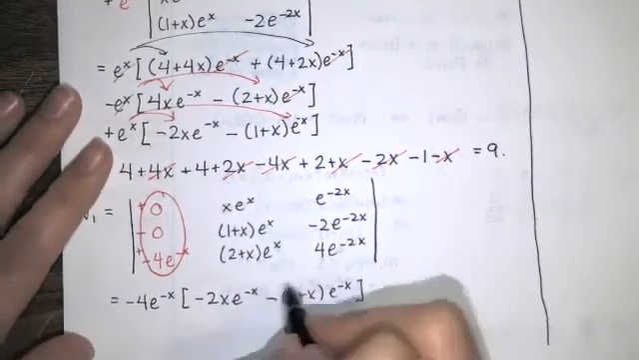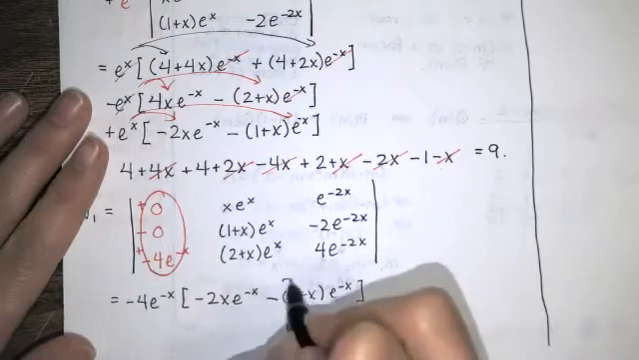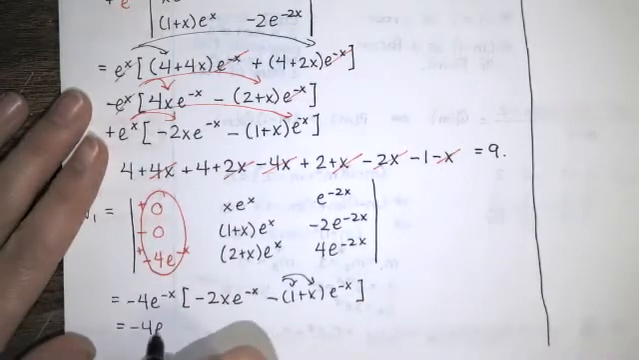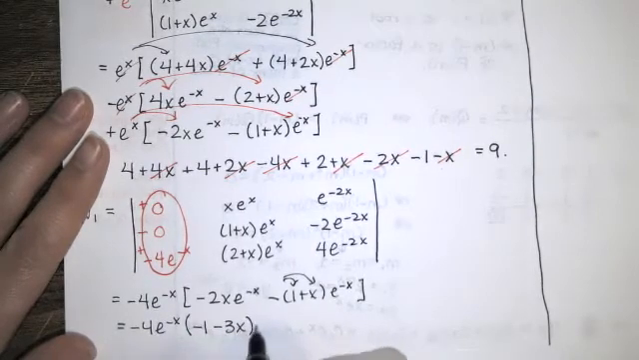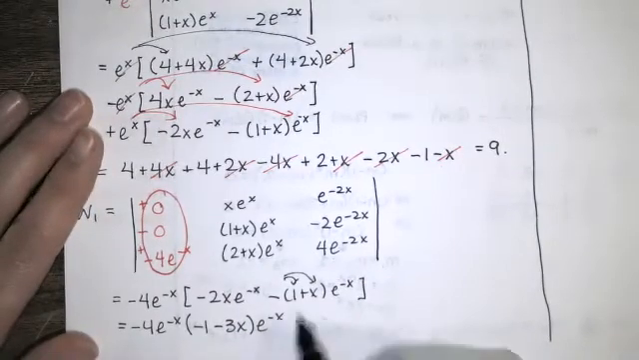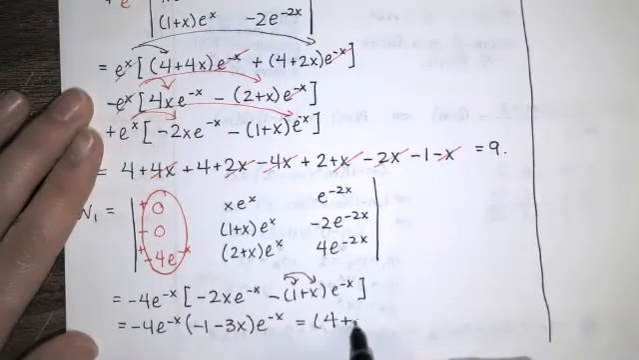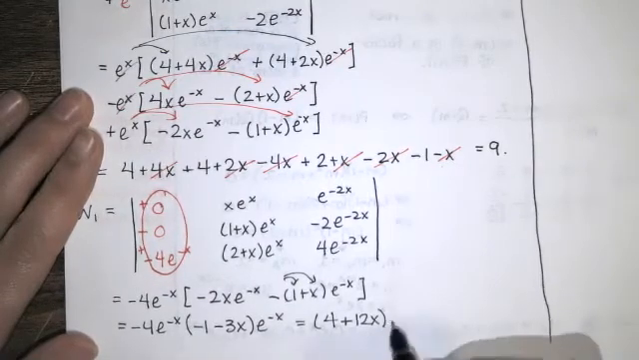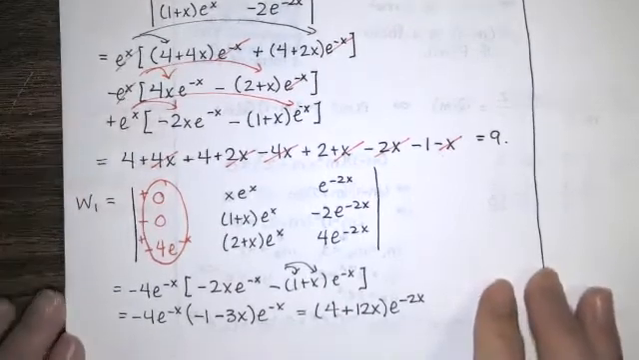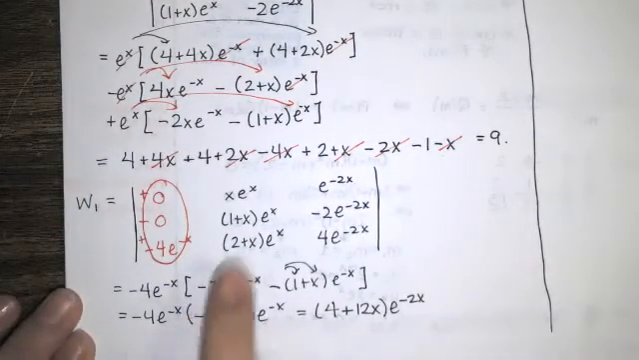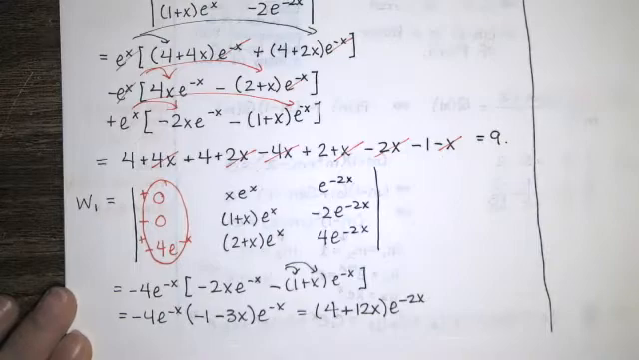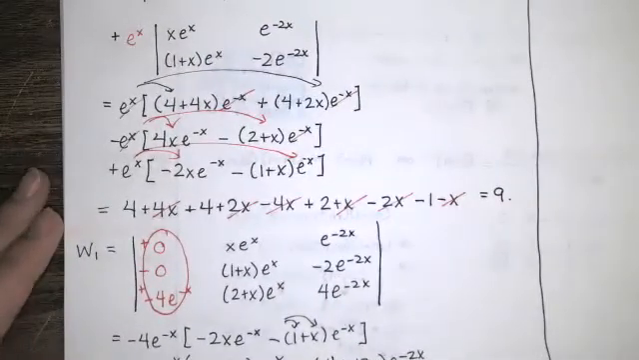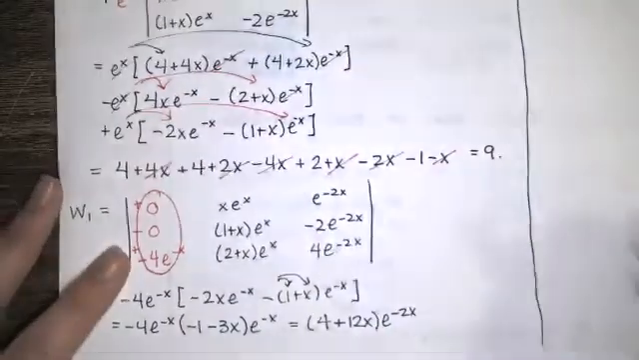Now if I distribute that negative, we end up with this. I've got negative 1 times an e to the negative x, and then I've got a minus 2x and a minus x, that's minus 3x times e to the negative x. So this times negative 4 is positive 4 plus 12x times e to the negative 2x. Okay, let me check my signs. That looks right, and this negative times that negative is going to be positive. Okay, checks out. All right, that's our W1. So we computed W, which took a little bit of time. Then we computed W1.